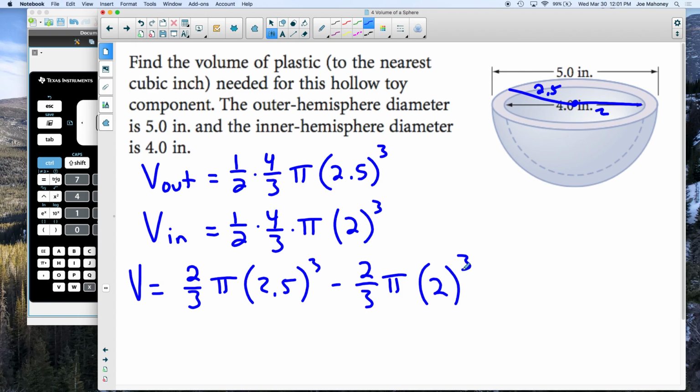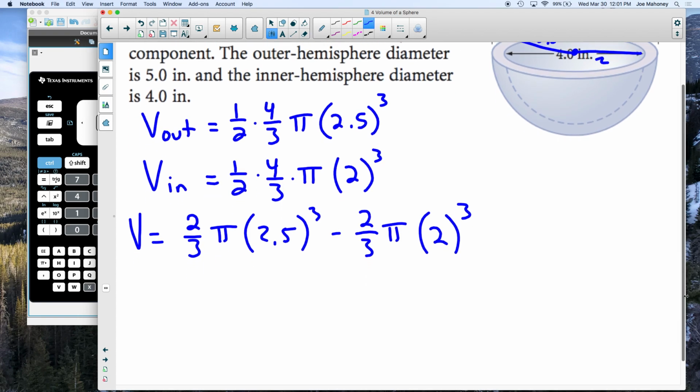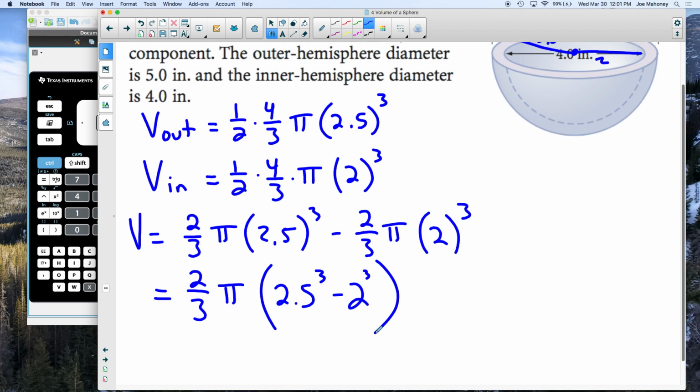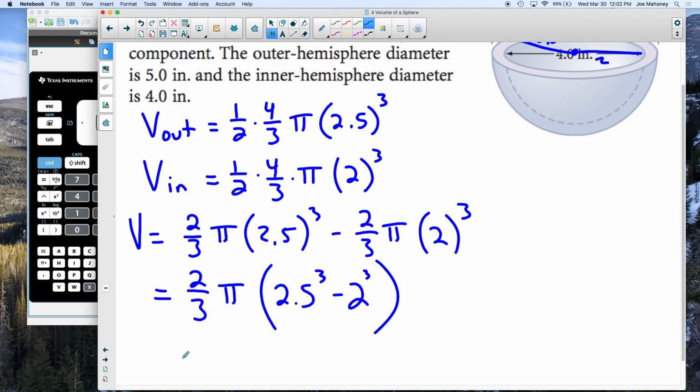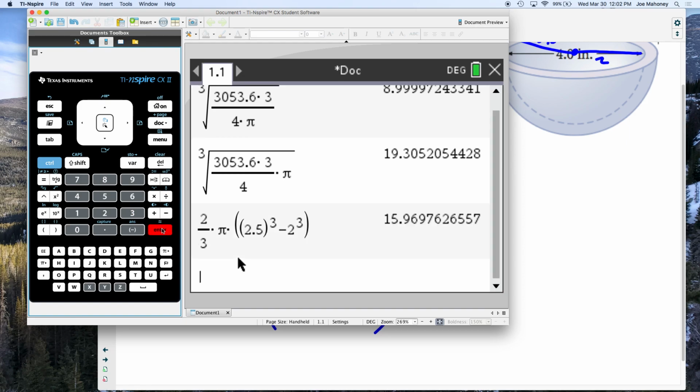And you can type it all into your calculator if you want, but I'm noticing something. There's a common factor of 2/3 pi. So what if we type it in this way? 2/3 pi times 2.5 cubed minus 2 cubed. And no, that's not 0.5 cubed. But now let's go to our calculator and type it all in. So we'll do 2 divided by 3 times pi times, in parentheses, 2.5 to the third power, go to the right, minus 2 to the third power. There we go. Does my expression look like that one? It sure does. There's my answer.